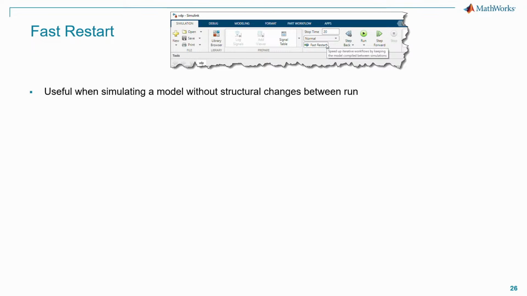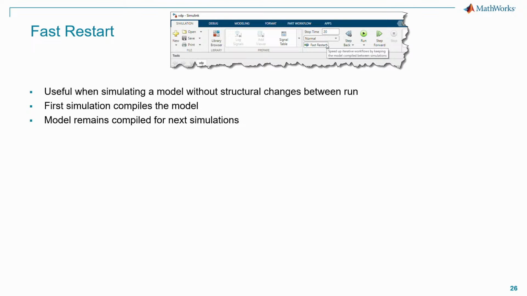The way that it works is that when you turn fast restart on, the first simulation you run on that model will compile the model the same way it does when fast restart is off. But the key difference is the model will remain in the compiled state for the next simulation, which means we can restart the simulation very quickly, thus fast restart.